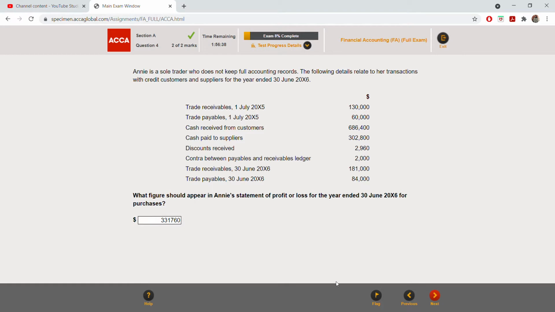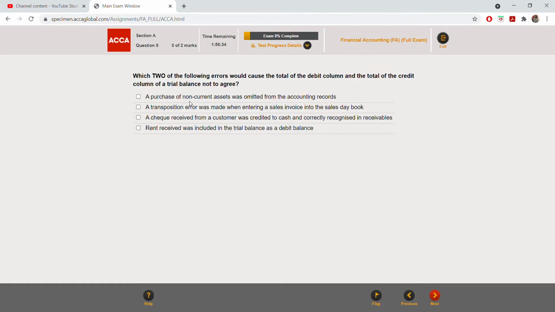Next, which two of the following errors would cause the total of the debit column and the total of the credit column of the trial balance not to agree?